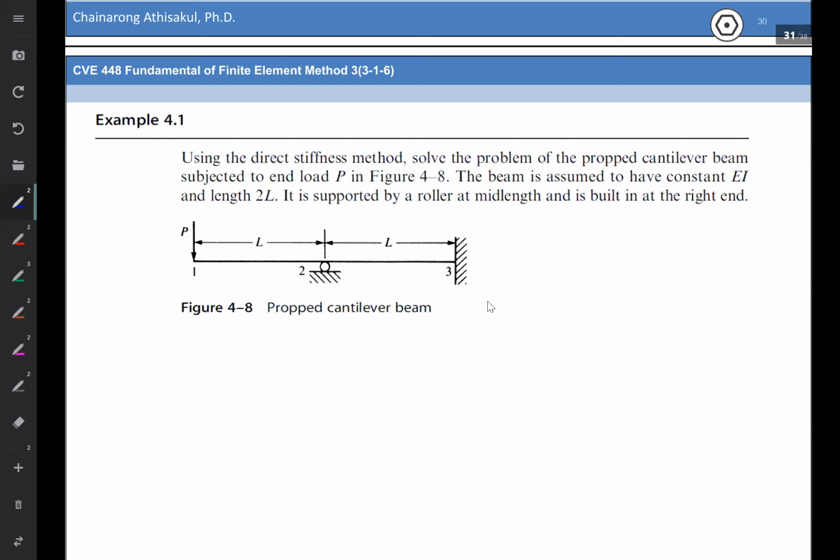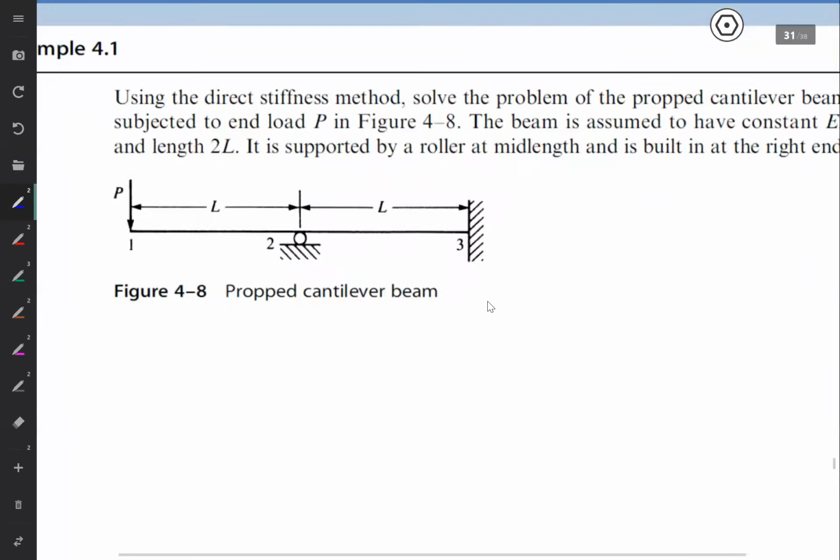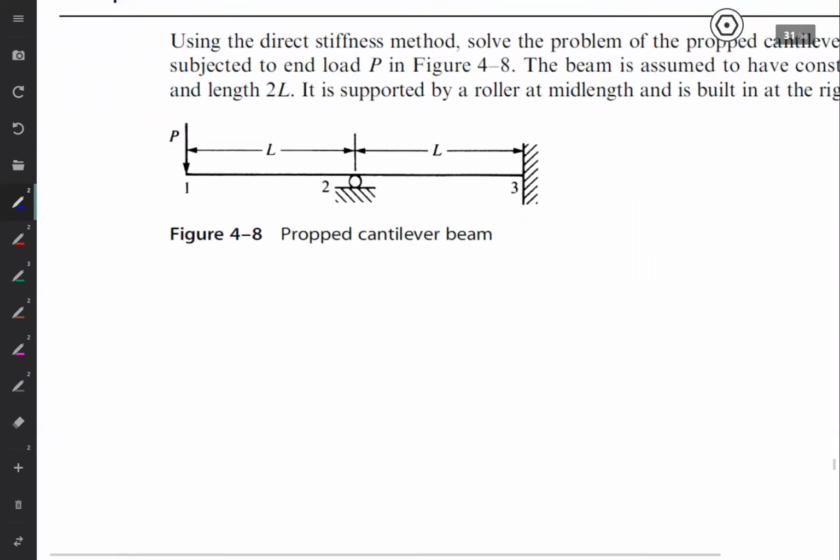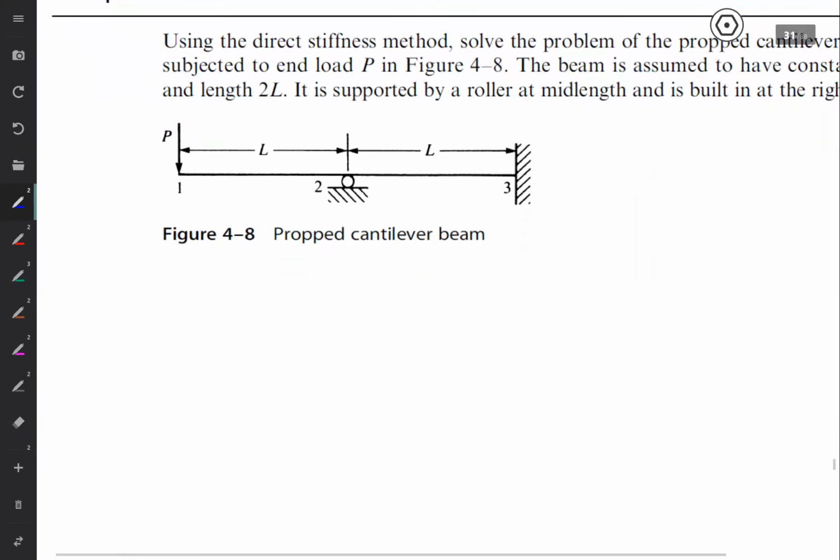This problem is a beam subject to a point load at the left end, with a fixed support on the right end, and at the middle of the beam the support is a roller. So according to this, the first step of the finite element method is that we have to discretize the element.